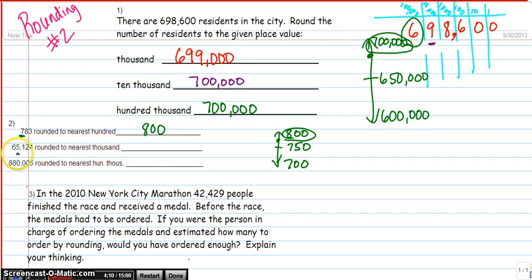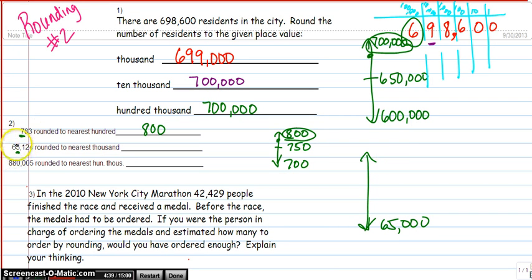The next problem says I have 65,124 rounded to the nearest thousand. I'm going to underline the thousands place. Ones, tens, hundreds, thousands. I already have 65,000, so I make a new number line. 65,000 is the bottom number.